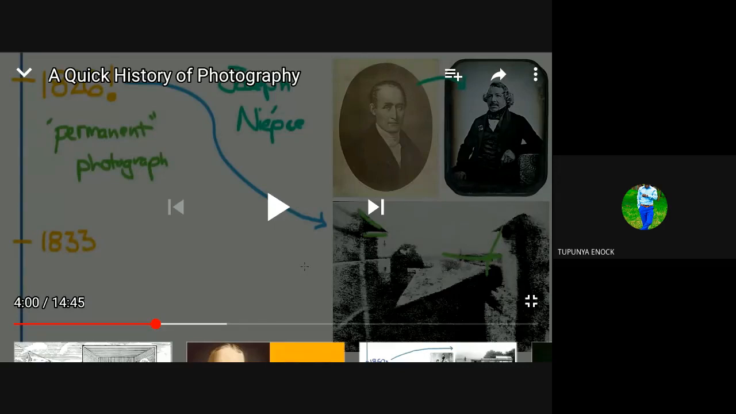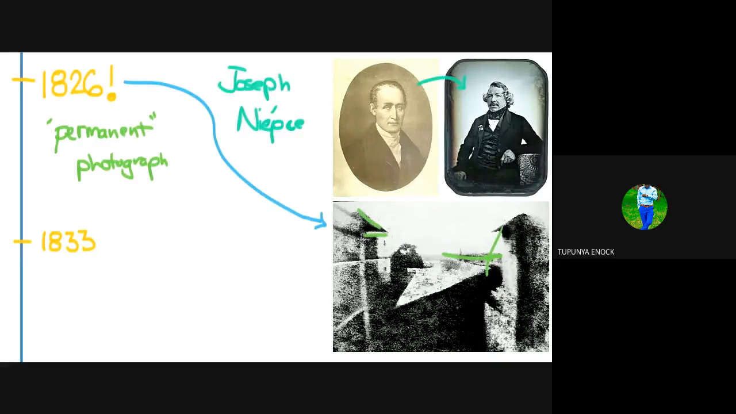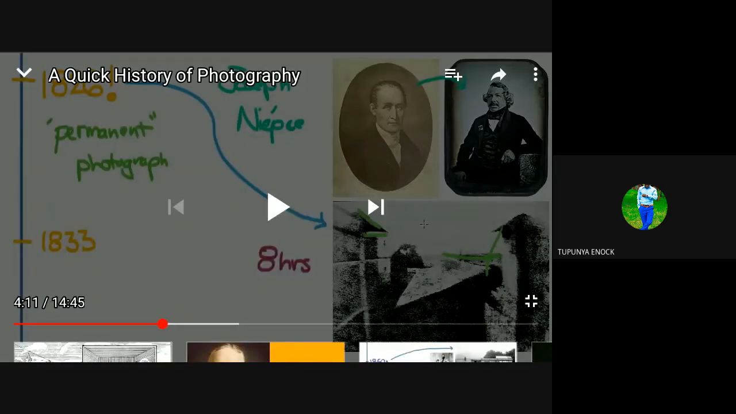Those days, what you're seeing there by Joseph was the in thing. It was the real deal those days. A piece of pewter with some silver nitrate slapped on it, and it took 8 hours to make this photograph. So can you just imagine taking a photo that takes 8 hours to make? 8 hours, not a joke.